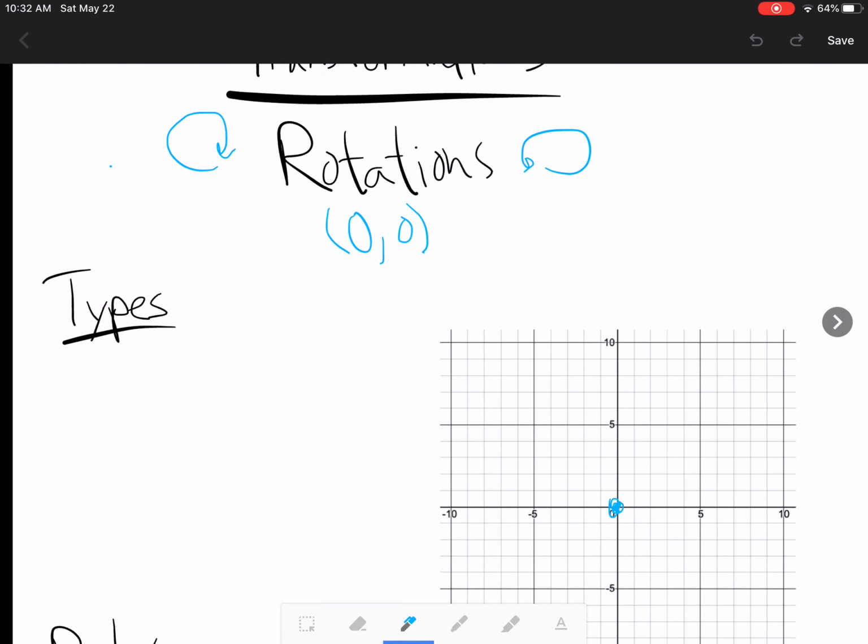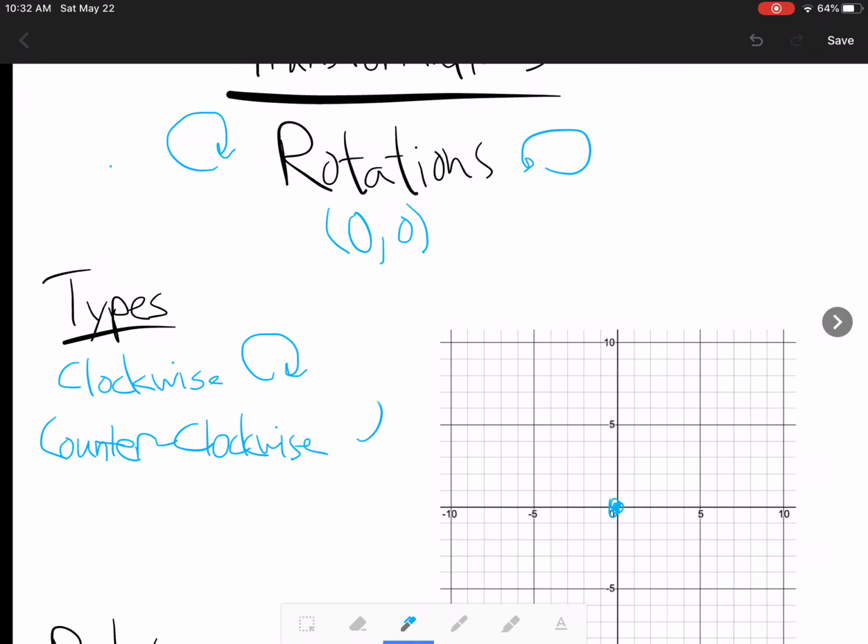On one hand, we have clockwise, and that is where we spin from right to left. So like righty-tighty, if you're like doing screws. Counterclockwise is the opposite. So counterclockwise is lefty-loosey, so from right to left.